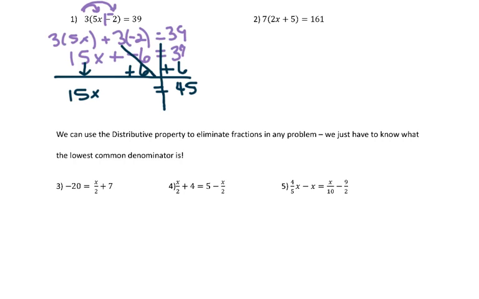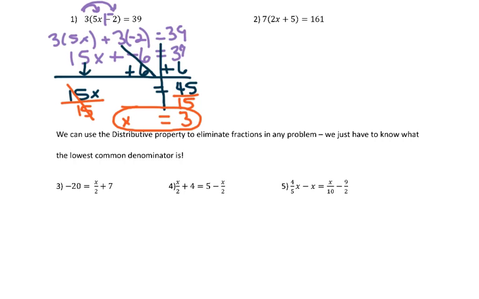My next step is to divide both sides by 15. 15 over 15 is 1, so that's 1x. And then 45 divided by 15 is 3. And that is the answer. So I am done with the problem.